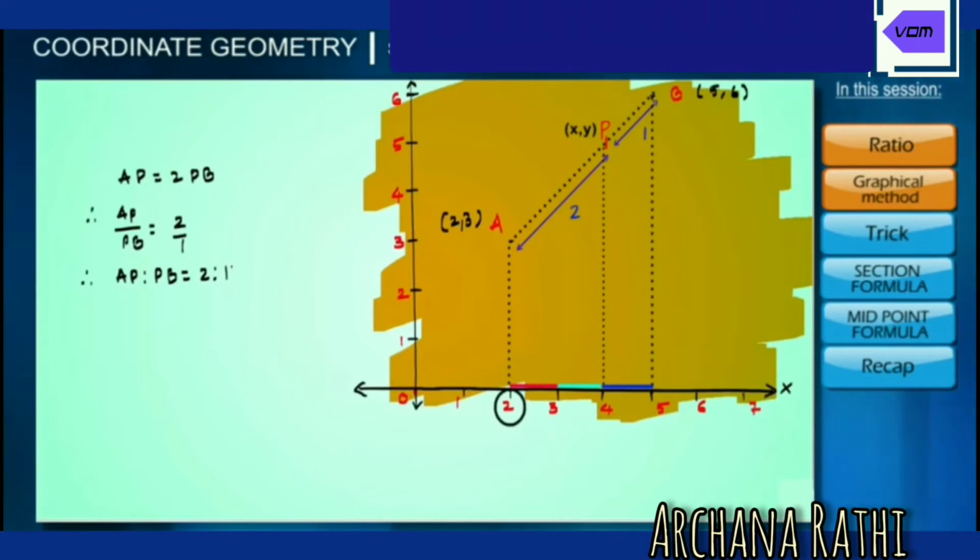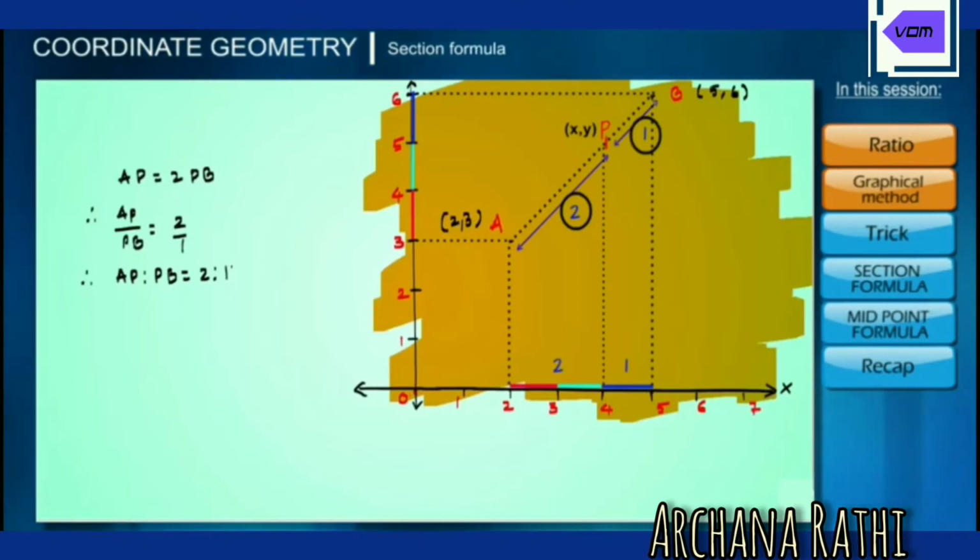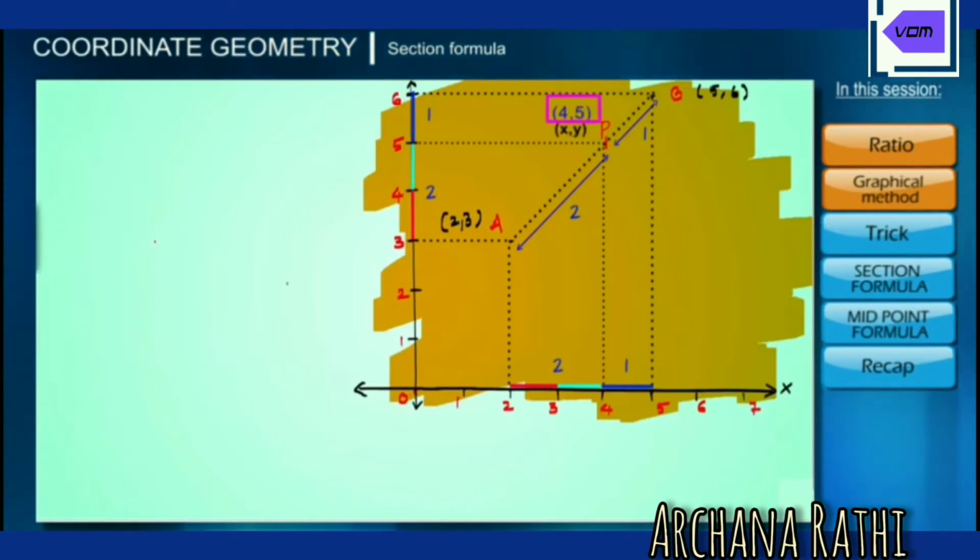We can observe that the distance between 2 and 5 is divided in the ratio 2:1 by the 4. Let us repeat the same procedure for the y-axis as well. The y coordinate of A is 3, the y coordinate of B is 6. Point 5 on the y-axis follows the ratio 2:1. So the value of the y coordinate is 5. Therefore we got the coordinates 4, 5 for the point P.